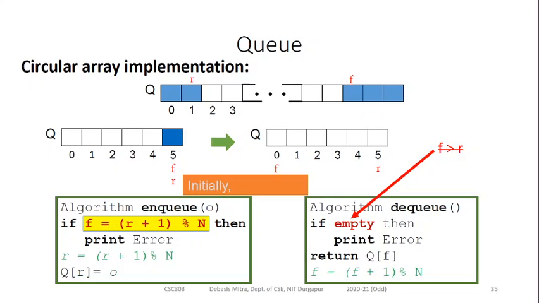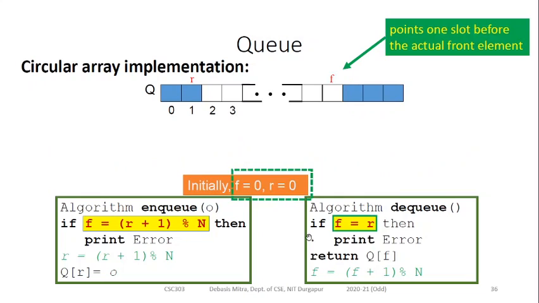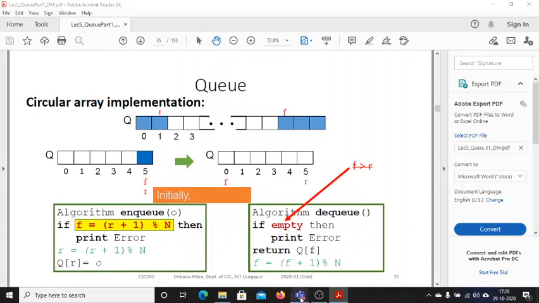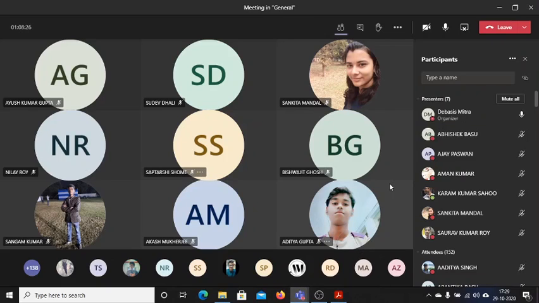Now, we need to think a bit about what should be the full and empty condition, and accordingly what should be the initial condition for F and R. Any suggestion? Students, any suggestion?